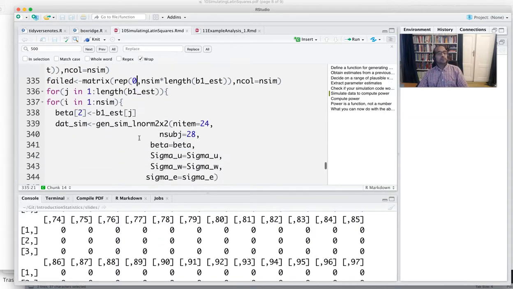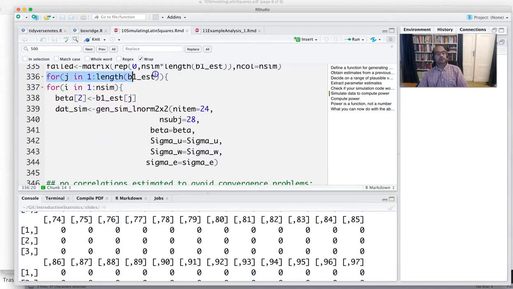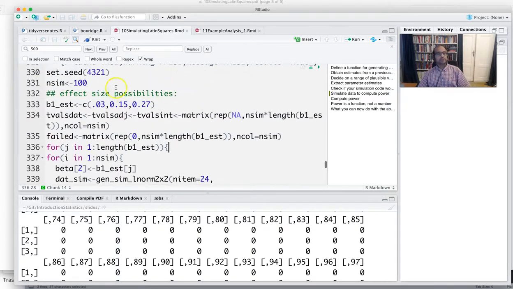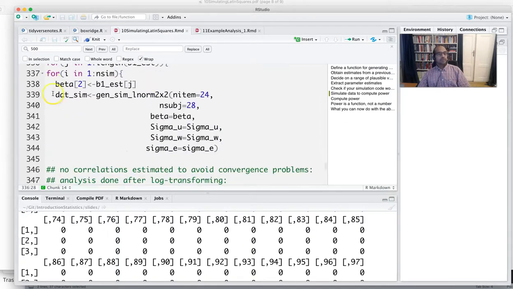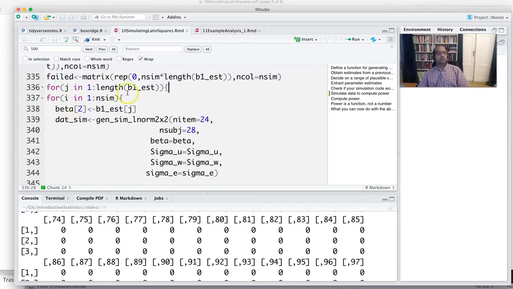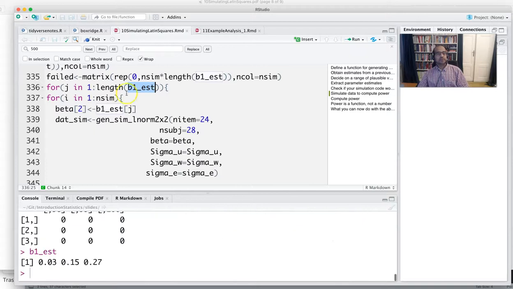Okay, so let's look at the code. I'm going to run an outer for loop that cycles through the different beta 1 values, these 3 values. And then for each of these beta 1 values, I'm going to run a simulation 100 times. The first thing I will do is take the jth value. It says here j going from 1 to the length of the vector beta 1 estimate, and the length of this vector will be 3, right? So j can have values going from 1 to 3.